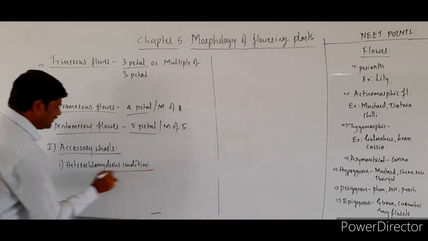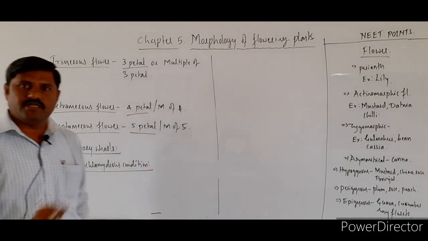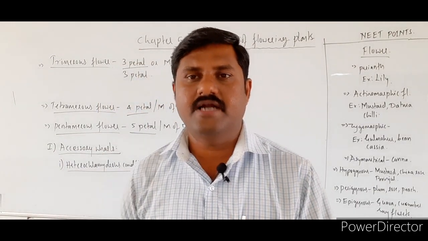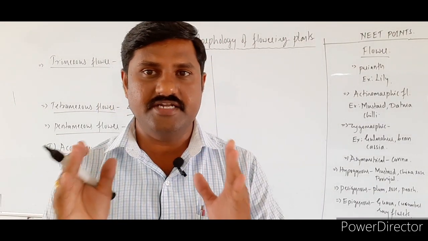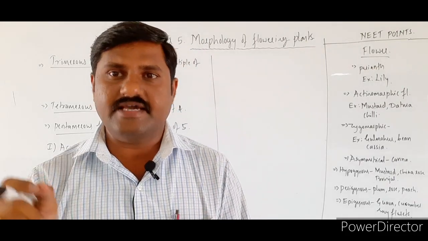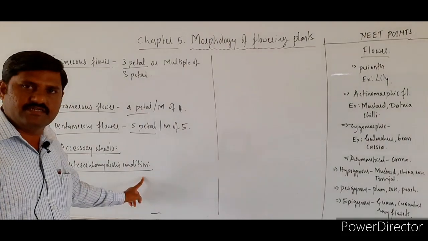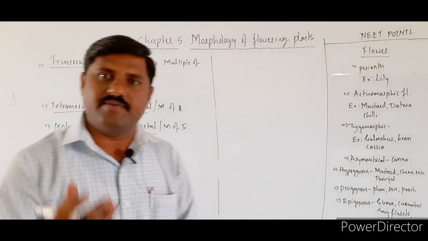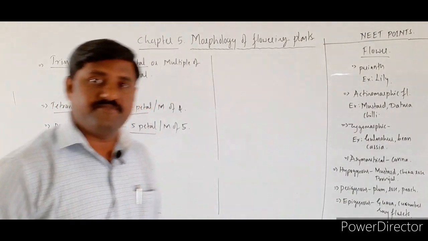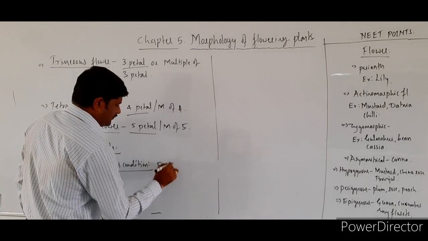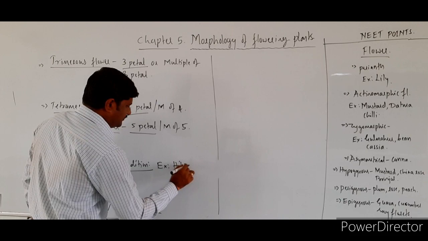It is the condition in which both the accessory whorls calyx and corolla are present, but they are easily distinguishable one. So then the condition is said to be heteroclamidious condition. It is also called diclamidious condition. Example for this one is hibiscus.